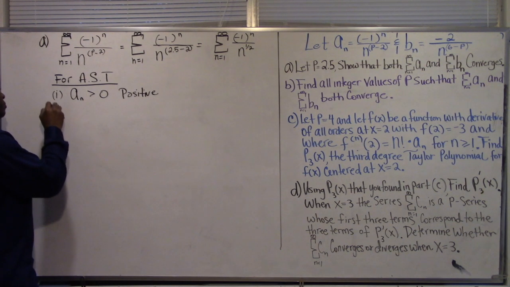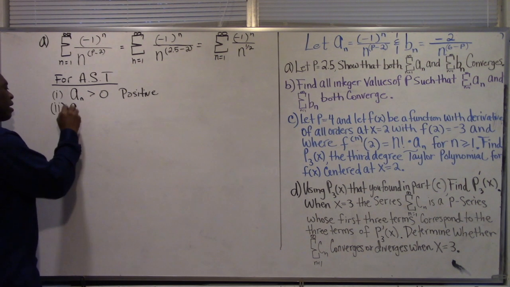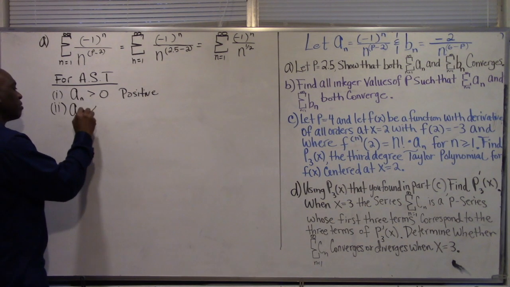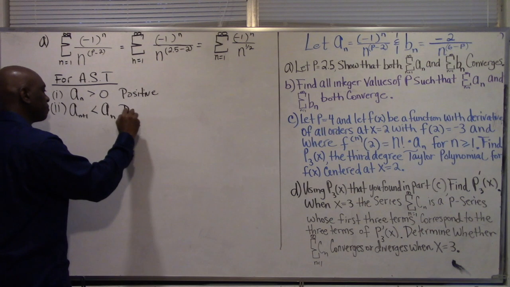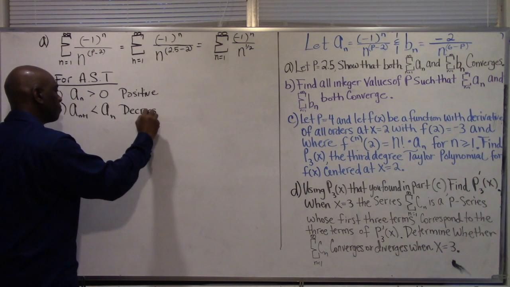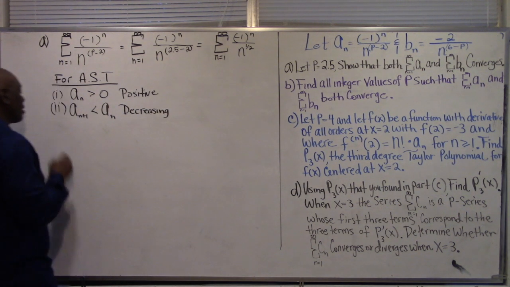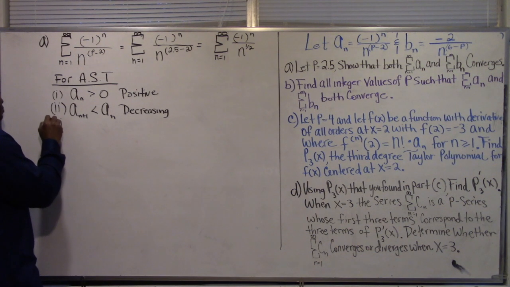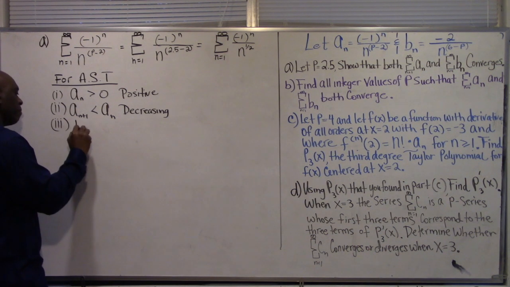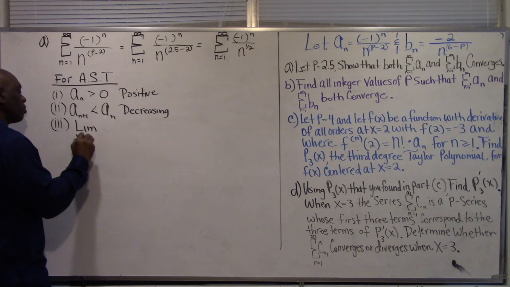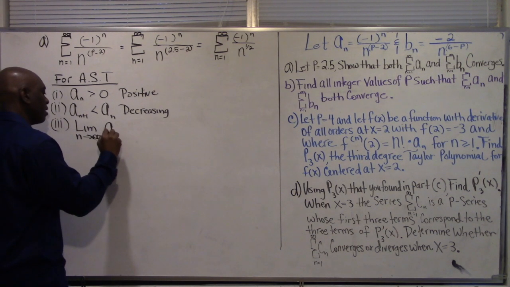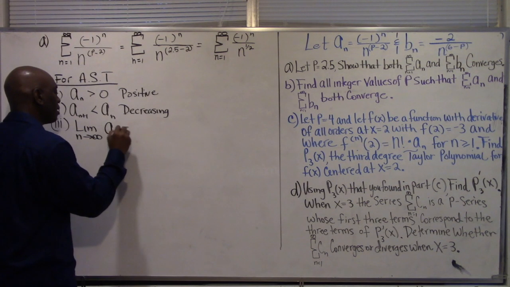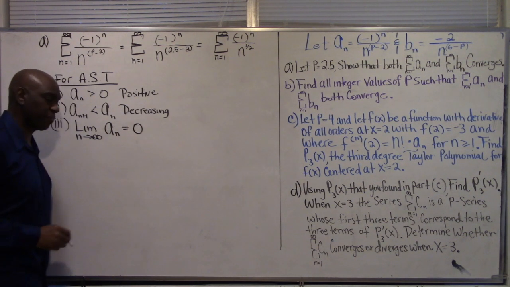Condition 2, a sub n plus 1 has to be less than a sub n. This means decreasing. Condition 3, the limit as n goes to infinity of a sub n has to equal 0.